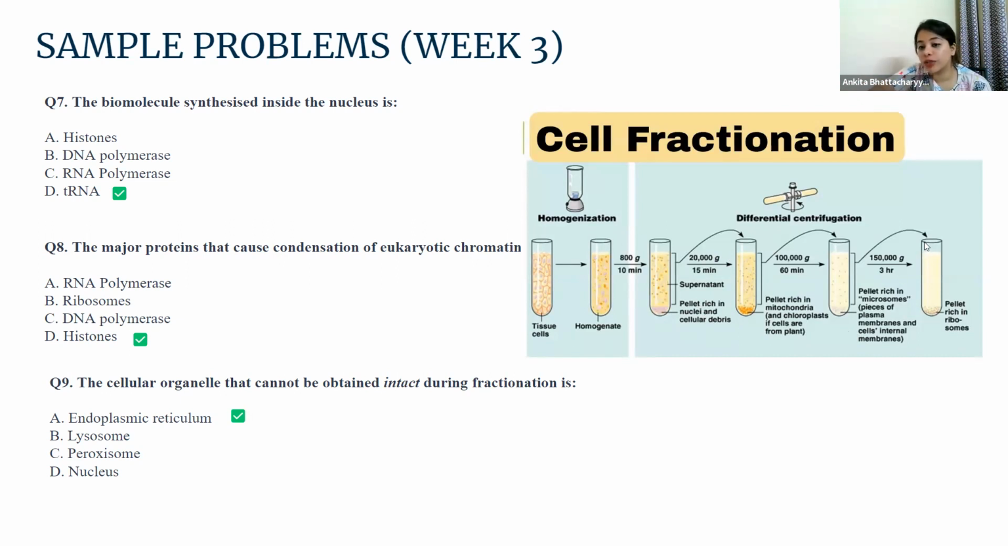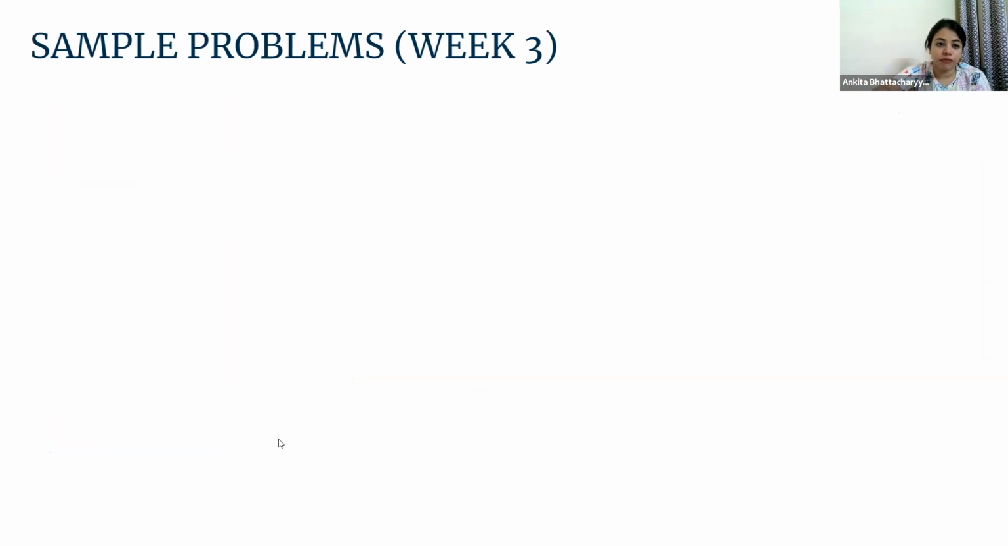Then when you subject it to a very high speed for approximately an hour, you will get microsomes, which you can consider to be membrane-bound spherical structures, which are not just the cell's plasma membrane, but also the ER. So that can be obtained upon this fractionation process. And finally, you will get the pellet rich in ribosomes after centrifugation at very high speed for a very long duration. So the answer to this question is the ER.